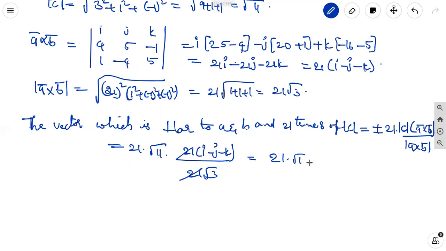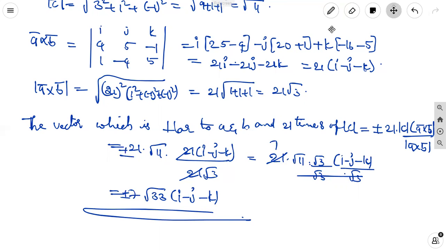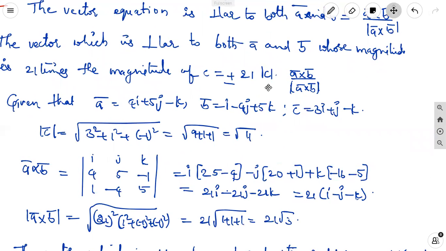It is equal to 21 into root 11, multiply and divide with root 3. Already here i minus j minus k by root 3. Root 3 into root 3 is 3, 3 ones are 3, 7 times. It is equal to plus or minus 7 into root 11 into 3, 33 into i minus j minus k. It is the solution. Here, since the magnitude is asked, we take the first vector equation, 21 times of magnitude of the C vector; we can remember this formula.